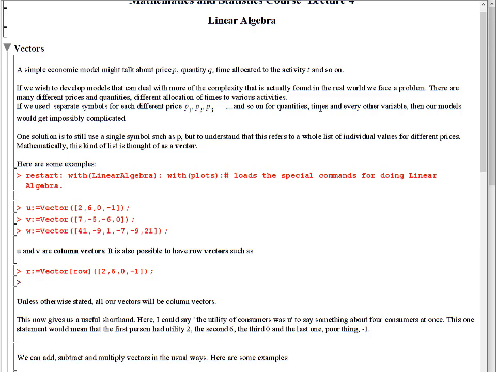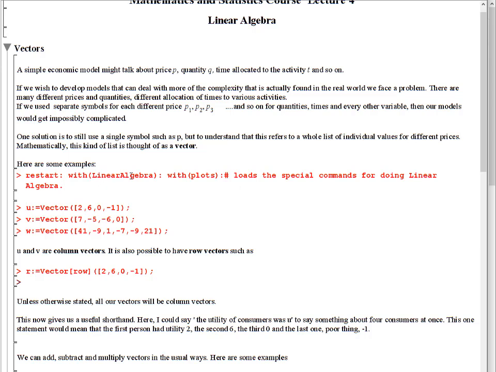So, one solution which we use here with vectors is we still stick, instead of putting these numbers in, with a single symbol such as P, but we understand that that refers to a whole list. So it's a shorthand, and that's called a vector. So a vector really is a shorthand for a list. So let's look at some examples of that.